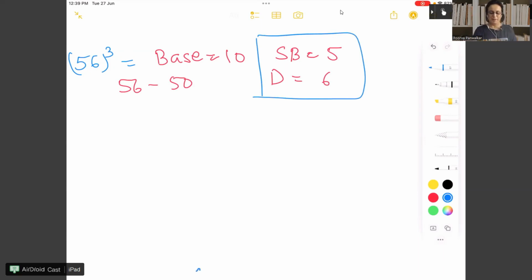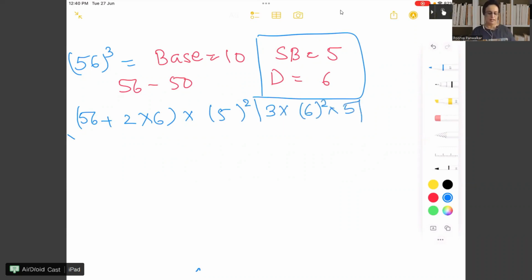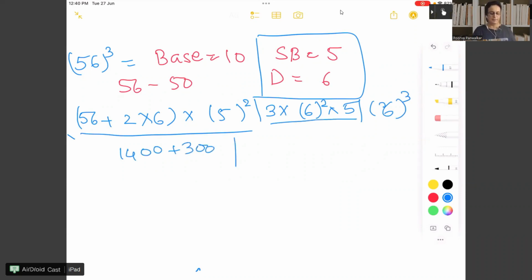So my first term is 56 plus 2 into deviation into square of the sub base. Then the second term is 3 into deviation square into the sub base, and my third term comes out to be the cube of 6. Once I solve the first term, it comes out to be 1400 plus 300. My second term, when I solve it, comes out to be 540, and the cube of 6 is 216.